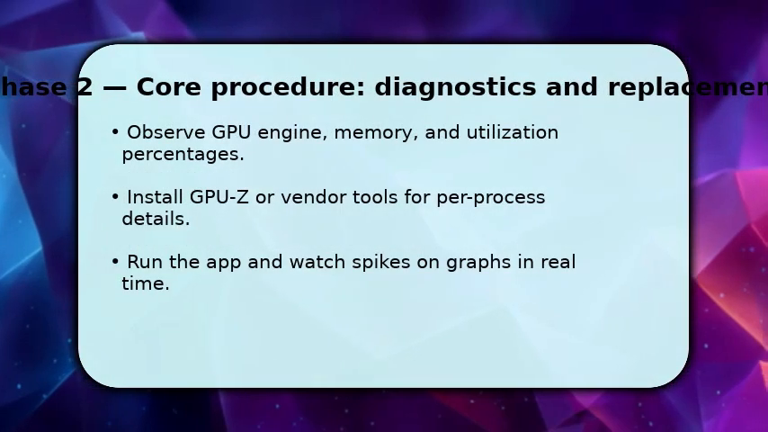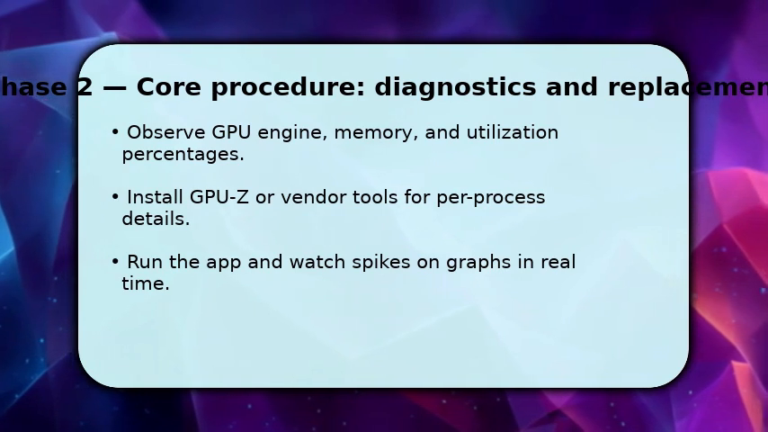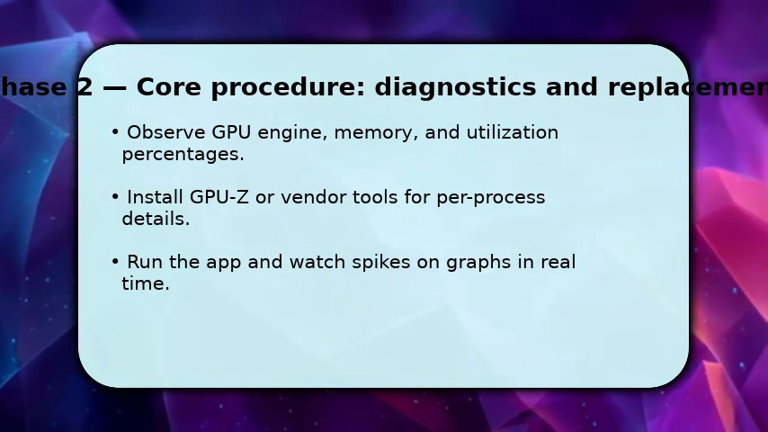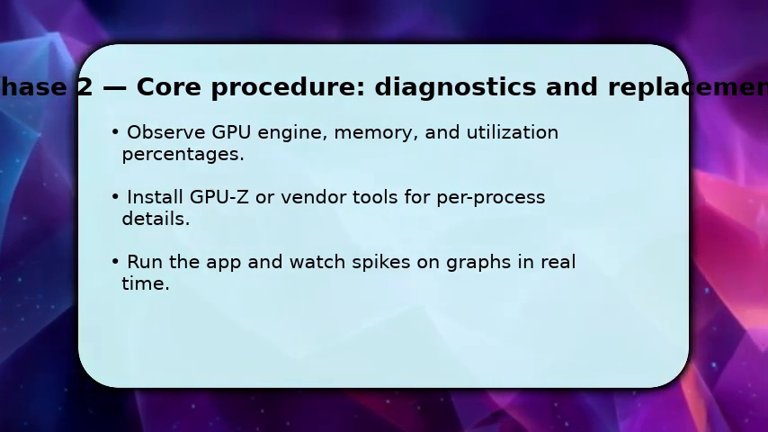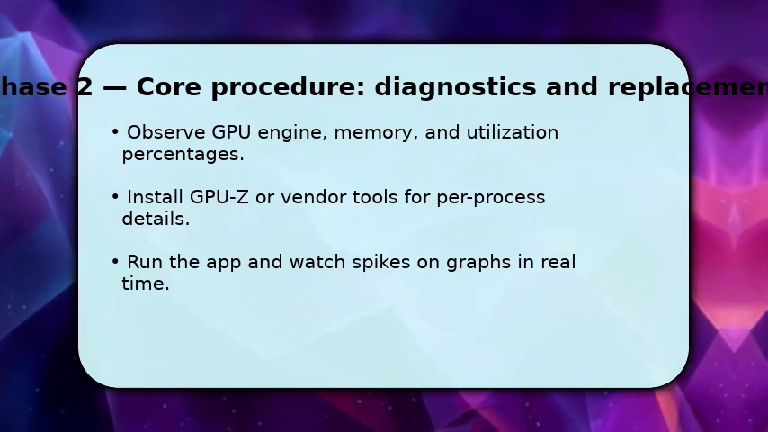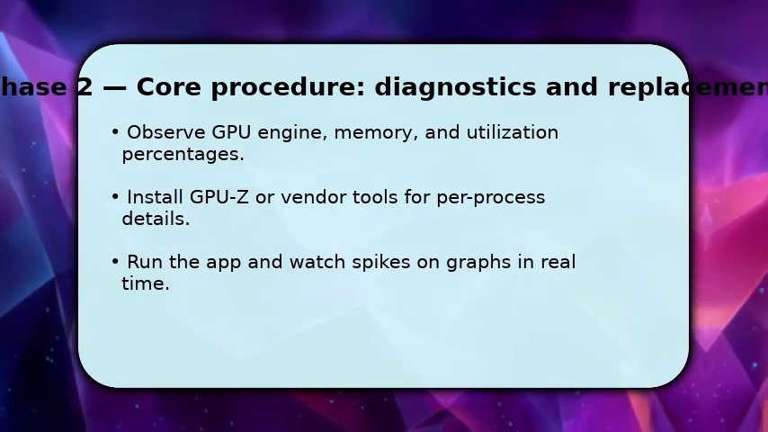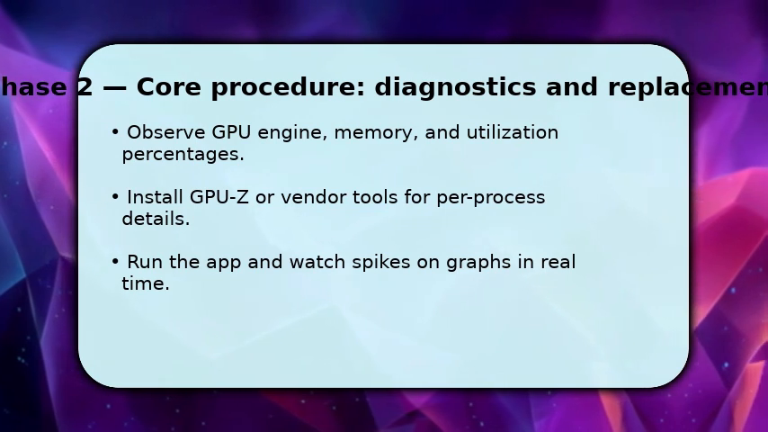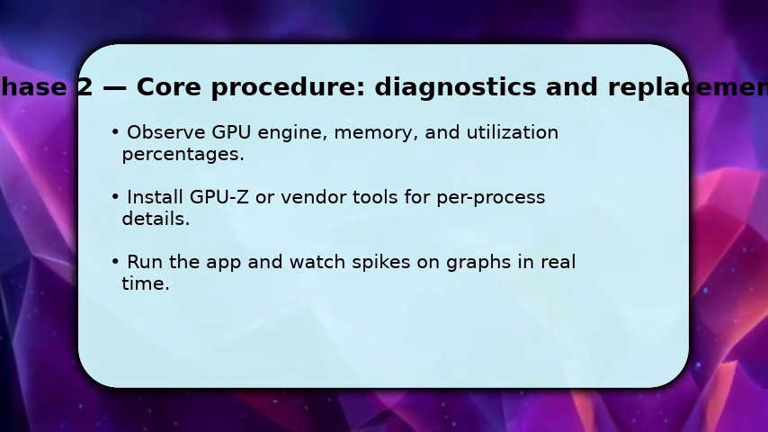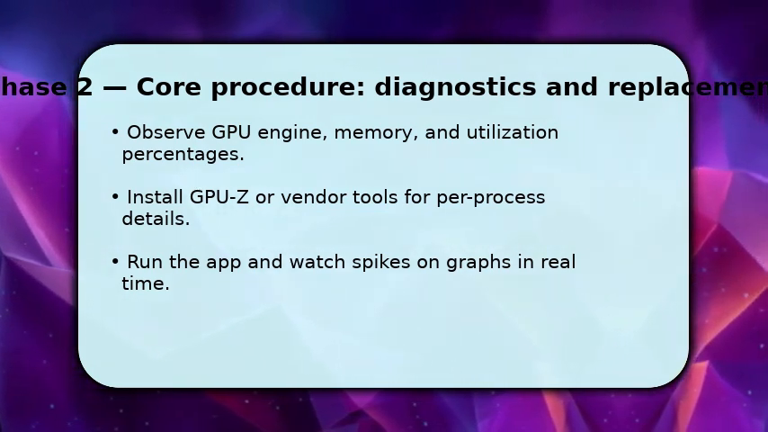Next, you dig into the data. In Task Manager, note GPU engine, memory usage, and percent utilized. These explain bottlenecks. If you need per process or clock information, install GPU-Z or your GPU vendor's performance tool. They give temperatures, clock speeds, and detailed process use.